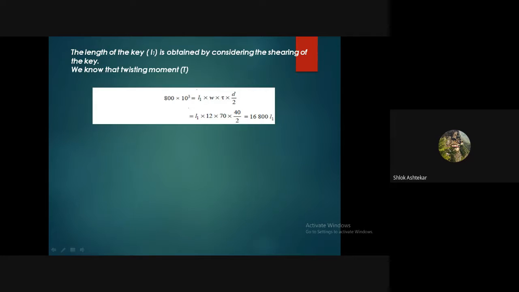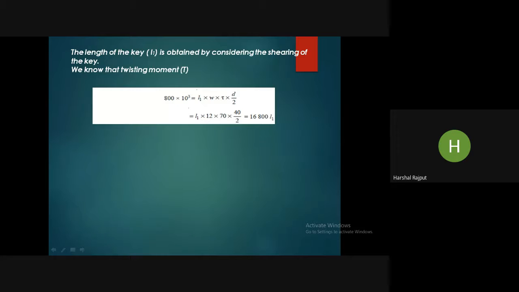Yes, sir. 800 into 10 raised to 3 is Newton mm, right? Okay. Next, now tell me what you're saying. On the right hand side, in the twisting moment, the torque formula is force into radius. Right, so we'll take up force.